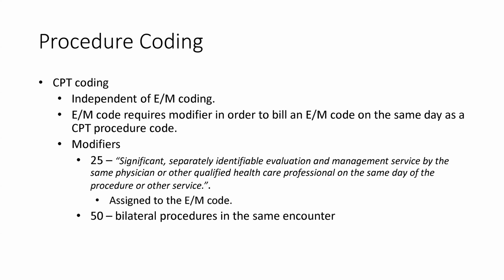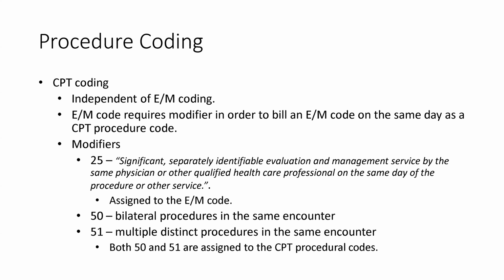So modifier 50 is when you do a bilateral procedure. So if you did the left knee and the right knee, modifier 50. And modifier 51 is if you do multiple distinct procedures in the same encounter. So if you did like a shave and a punch, those get modifier 51. So you're flagging that in the background. I deserve to get paid for all of them.